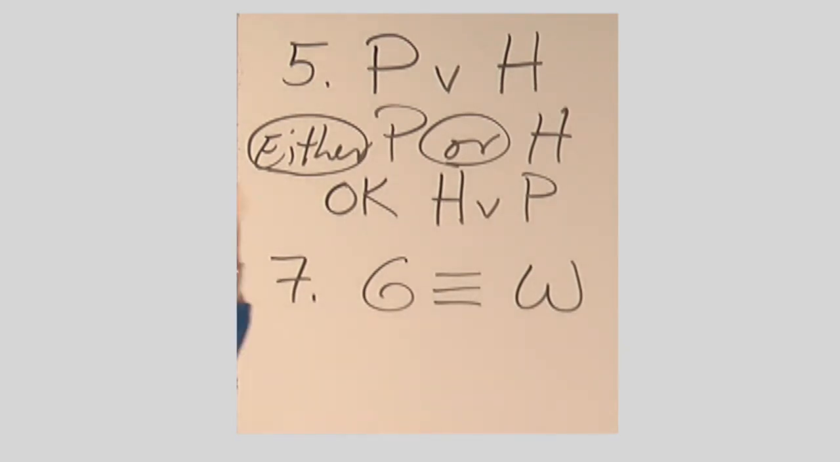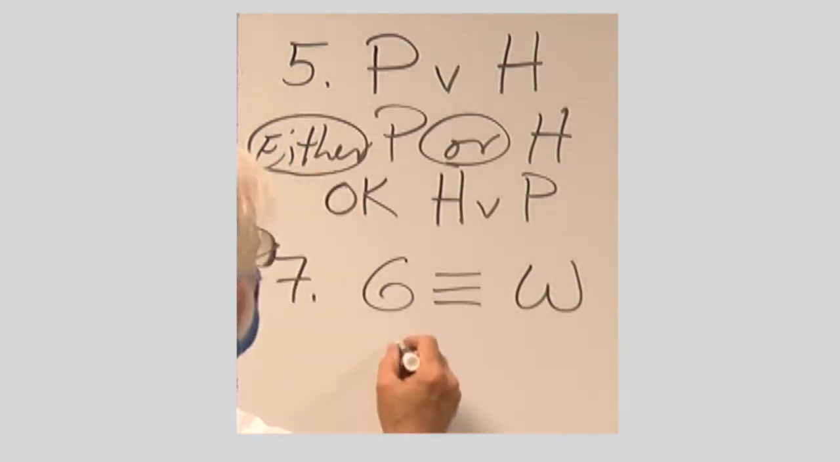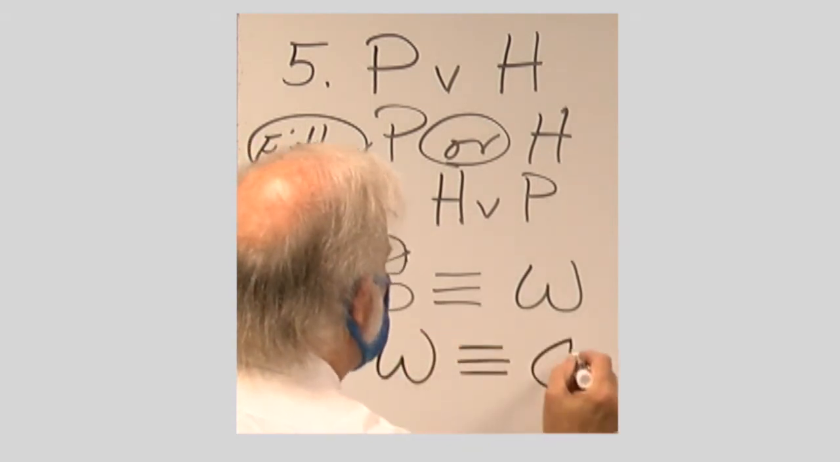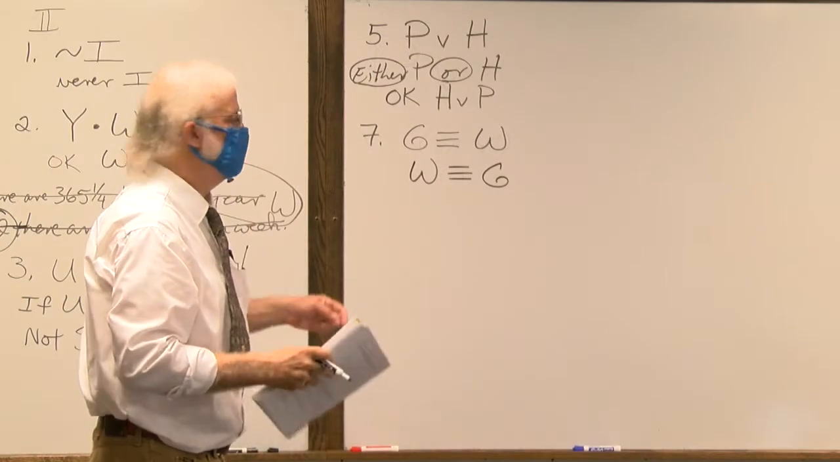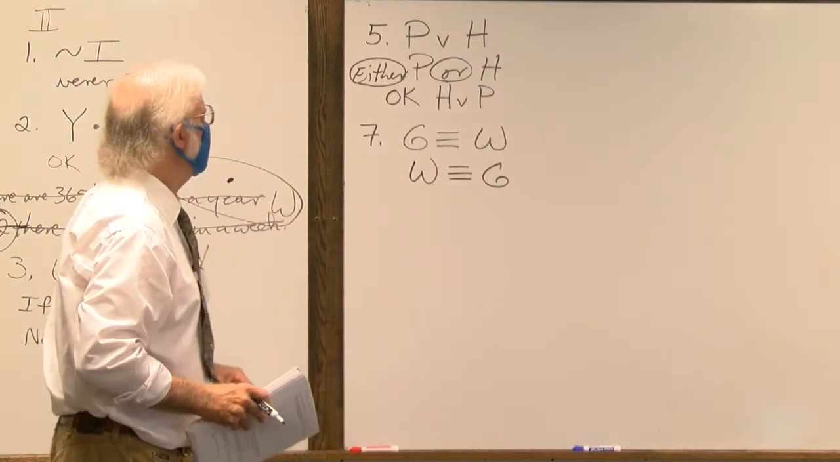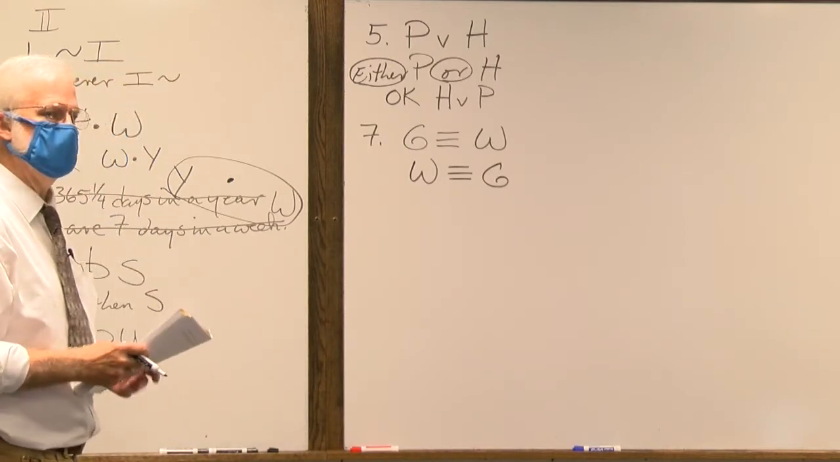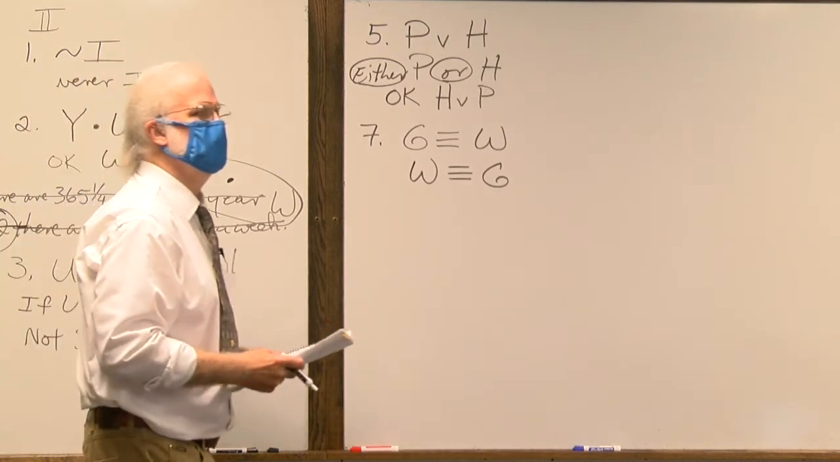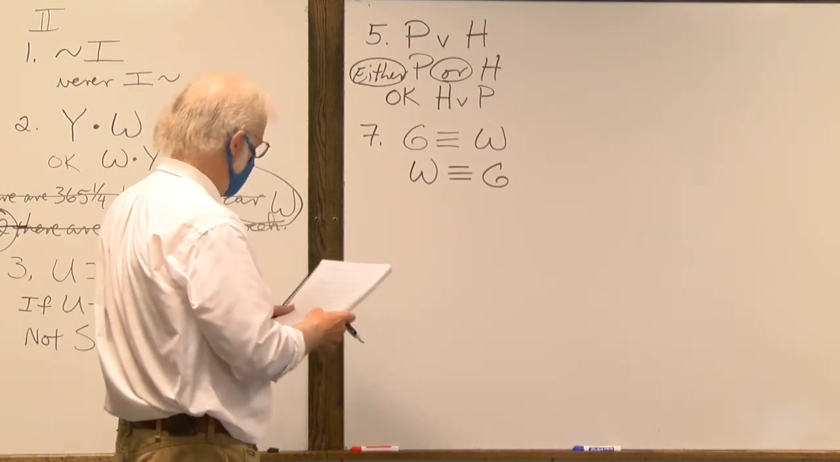Now, an alternative way to do this would also be W triple bar G. Again, with the triple bar, we can commute around the two sides without any loss in meaning. It's only the horseshoe that we cannot reverse the order and have the same meaning.